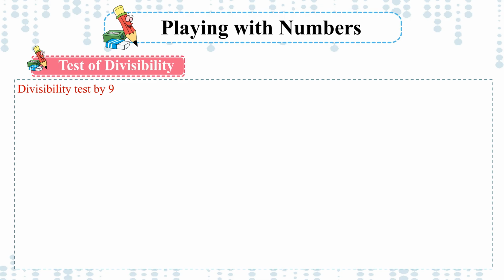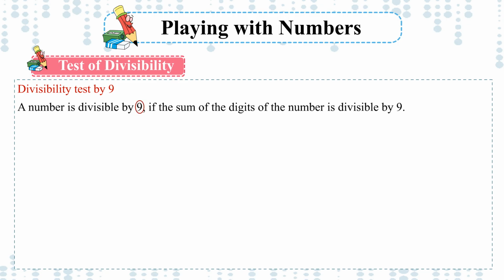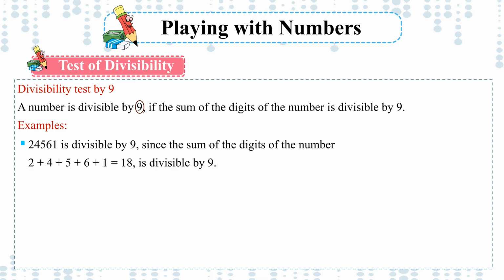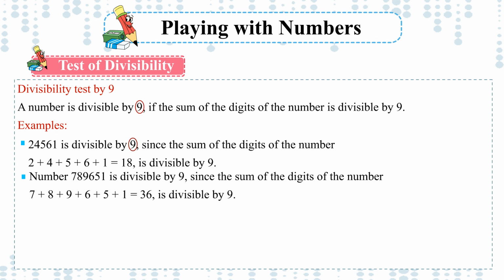Divisibility test by 9. A number is divisible by 9 if the sum of the digits of the number is divisible by 9. Examples. 24,561 is divisible by 9 since the sum of the digits of the number, 2 plus 4 plus 5 plus 6 plus 1, is equal to 18, which is divisible by 9. Number 7,89,651 is divisible by 9, since the sum of the digits, 7 plus 8 plus 9 plus 6 plus 5 plus 1, is equal to 36, which is divisible by 9.